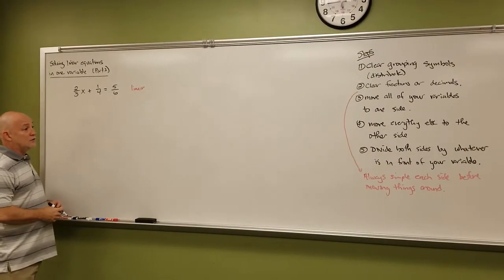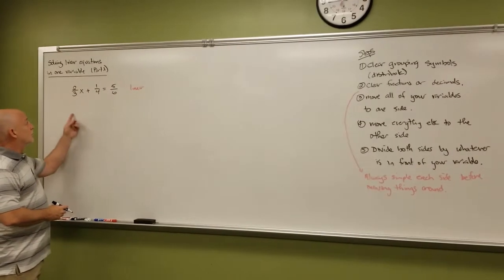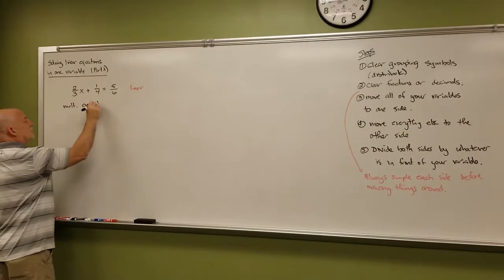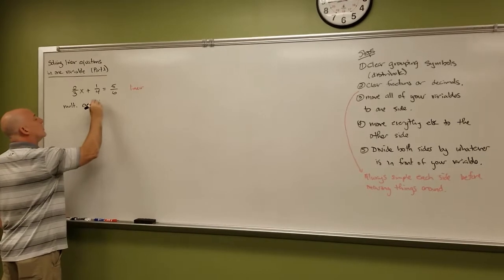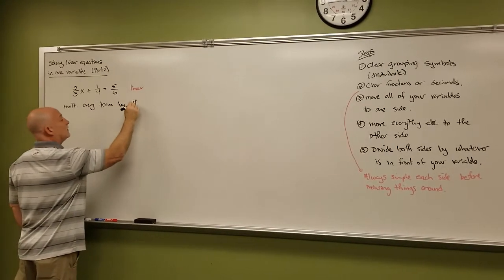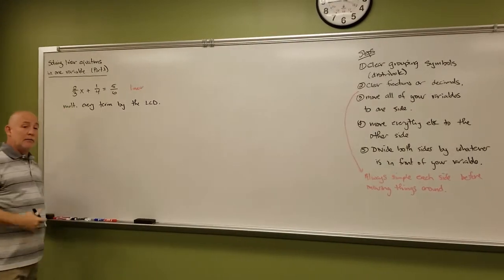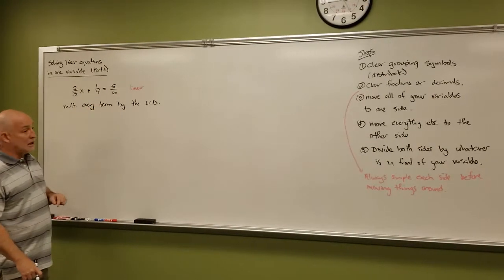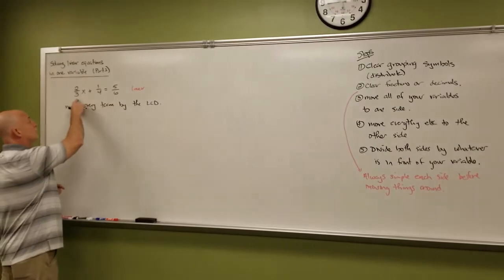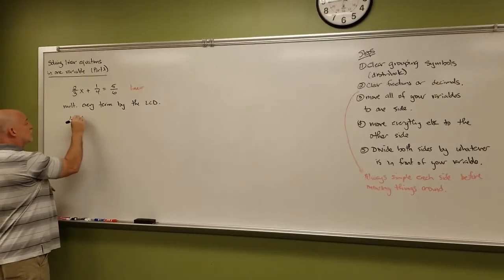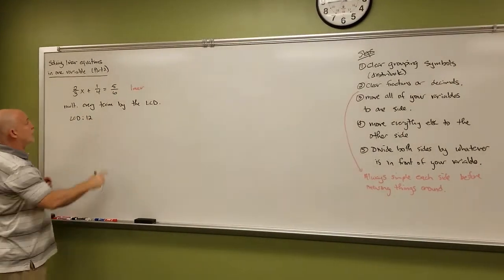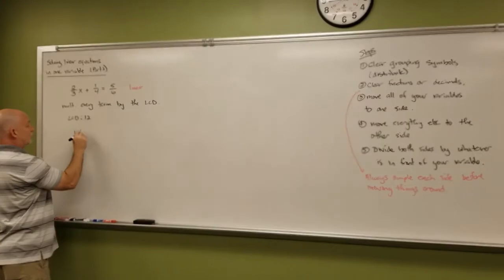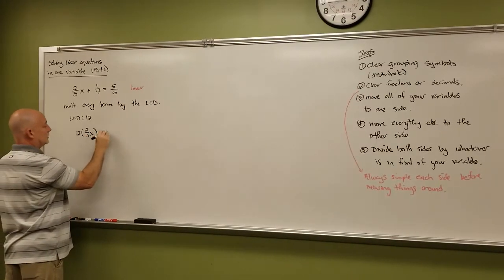Step 2 says clear fractions or decimals. So to clear our fractions here, you're going to multiply every term by the least common denominator. Remember, the least common denominator is the smallest number that is divisible by all these denominators. So the smallest number that is divisible by 3, 4, and 6 would be 12. The best way to write this, as you can see in our original equation, we have 3 terms up here. So put the 12 out in front of each one of your terms and put your terms in parentheses.